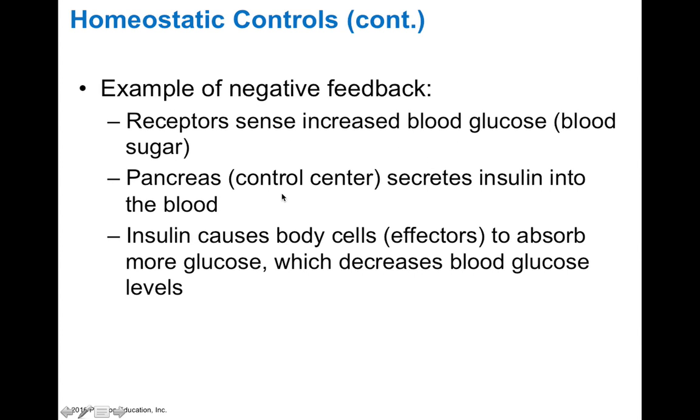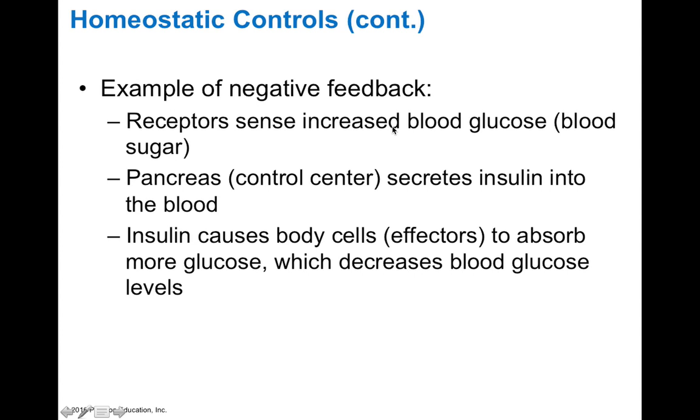Your pancreas in this case is the control center, which can help to secrete insulin when blood glucose levels get too high. And then insulin causes body cells, which would be your effectors, to absorb more glucose, which can therefore decrease your blood glucose levels. So remember, we got those three essential components here.